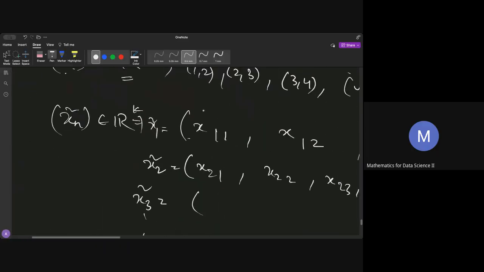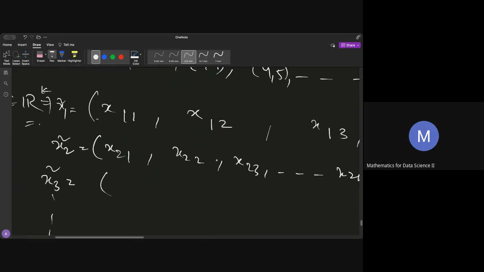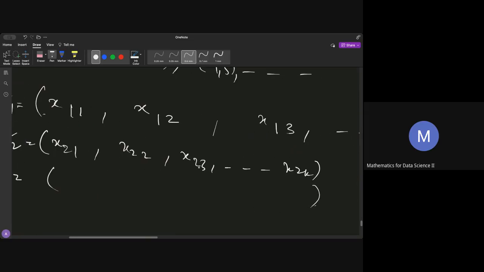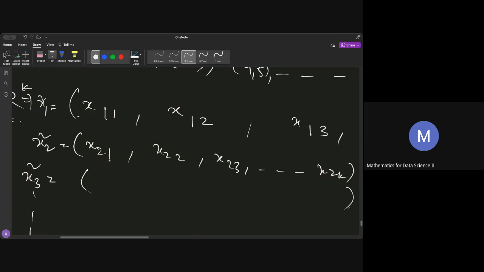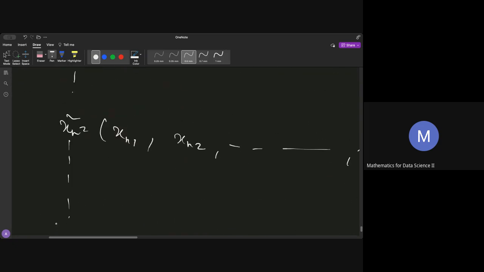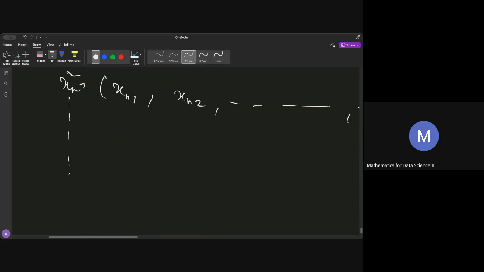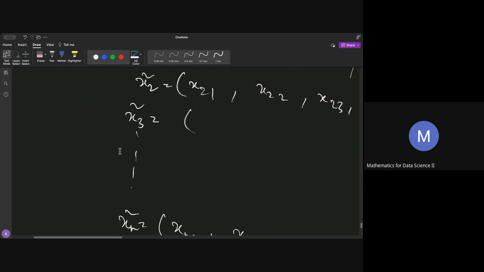So this is how a sequence looks in Rk. A sequence in Rk is an infinite collection of k-tuple elements. This is a k-tuple element, this is a k-tuple element, this is also a k-tuple element. And this is an infinite collection. It keeps going on: x̃1, x̃2, x̃3, x̃n, and so on. So this is what a sequence looks like in Rk.